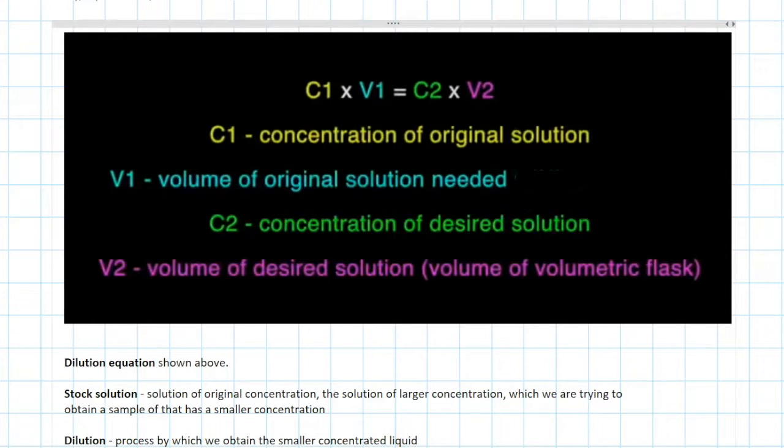In our experiments, we measured an initial volume and a final volume in the pipette, found the difference, and that gave us our V1. And using the V1, we can do our calculations to determine C2, since we know V2 must be 25 milliliters, and we know our C1 was our stock solution's original concentration of 20%.